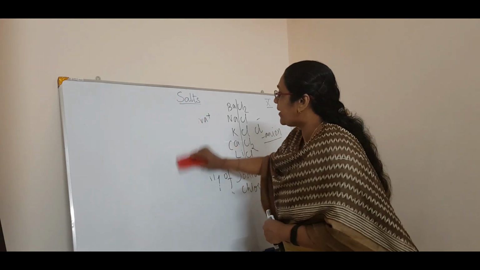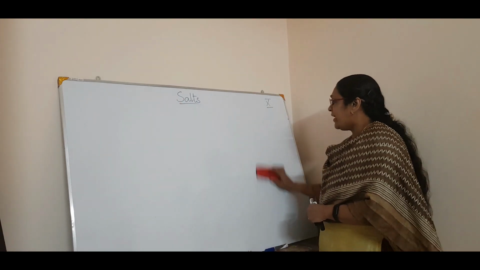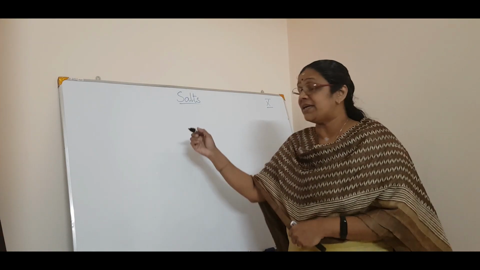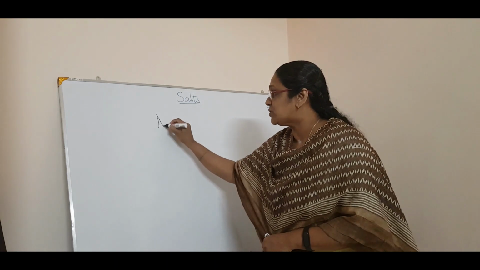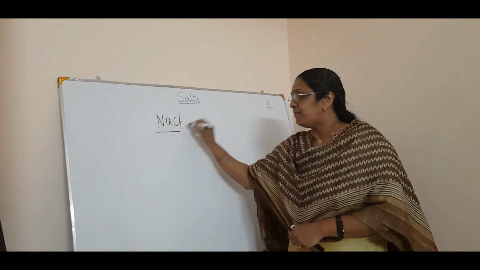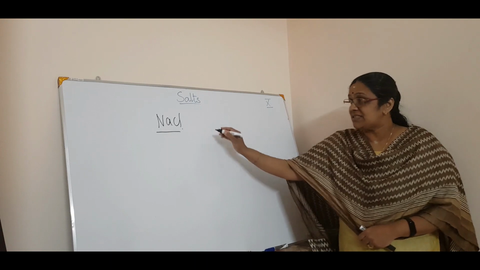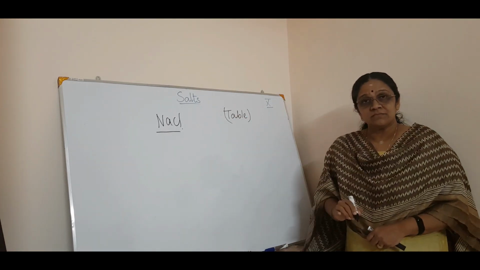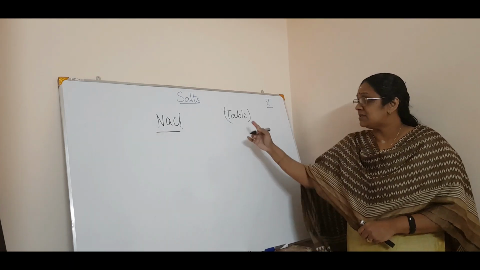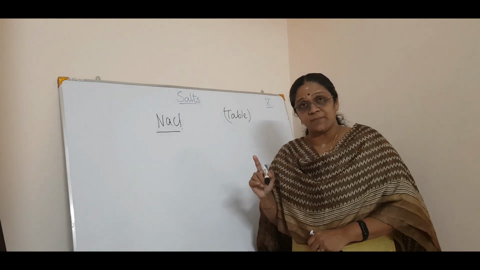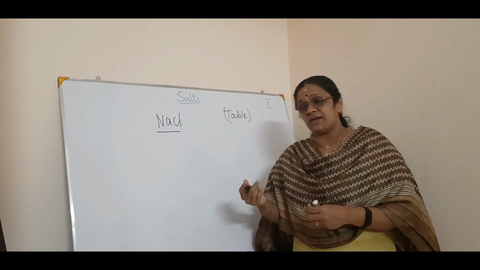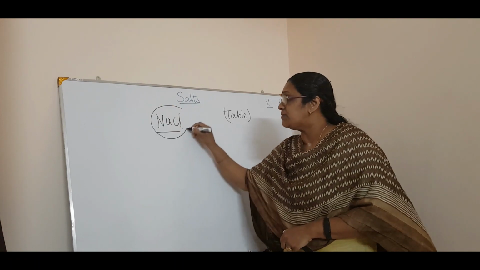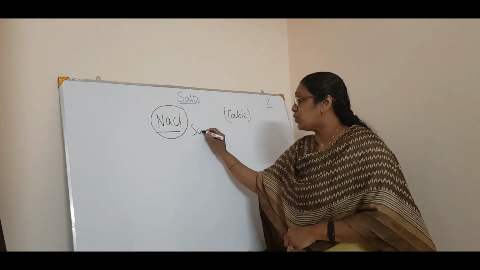Okay, now we will pass on to the very simple salt, that is our table salt, which you call rock salt also, that is sodium chloride. This is called table salt, isn't it? You put it on your table. Okay, this salt is used in our cooking purposes, isn't it? In our day-to-day lives we are using this salt. Now talking more about sodium chloride, this is called sodium chloride.